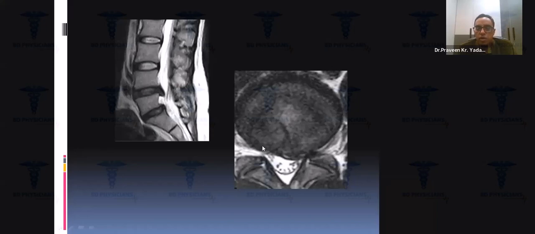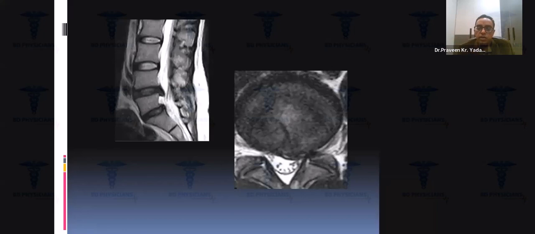And you can see here, this is the axial cut at this level. You can see there is a large disc which is compressing the root. That is, this is L4, L5. So this is compressing the L5 root here significantly. And you can see the other roots here. So these are the other roots which are seen here. So there is a significant compression of the L5 root.